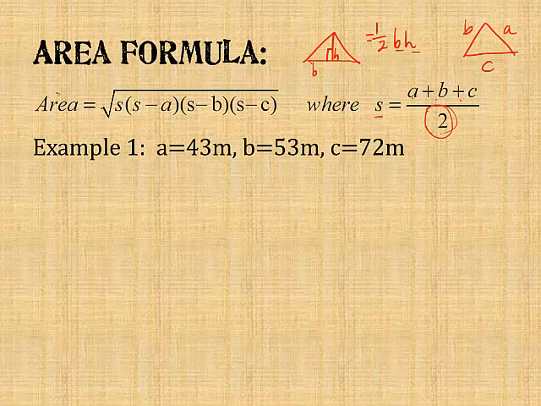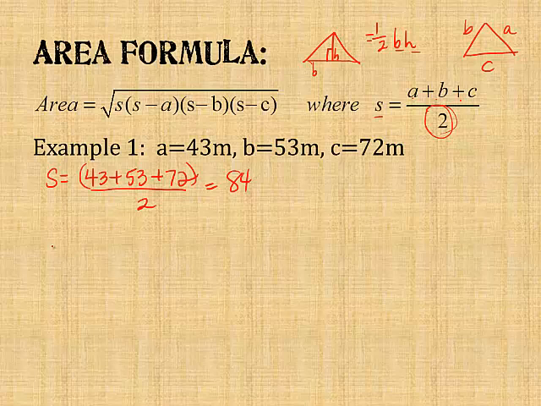So example 1. Here's your 3 side lengths, 43, 53, 72. So obviously the first thing I need to do is find S. So I'm going to add up my 3 side lengths. Add those up. Then divide it by 2. And when I do, I get 84.